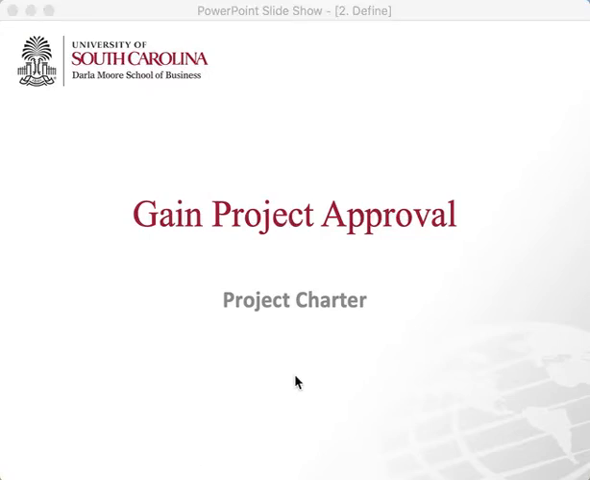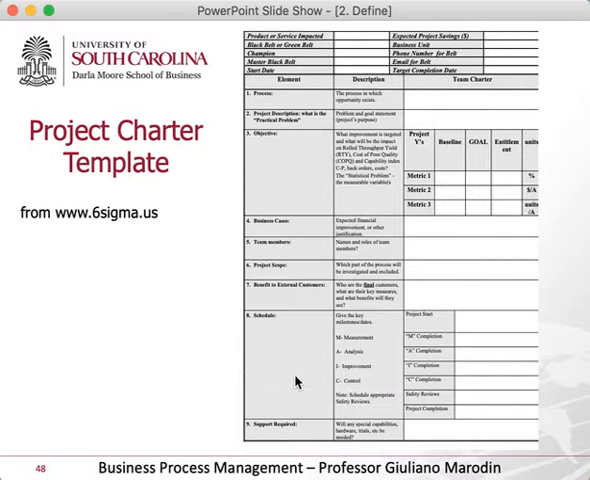We don't want to do something called jumping to conclusions, where you jump to something and it ends up not being the right thing, not being the root cause, and then you spend a lot of time doing something that was useless, right? And finally, gaining approval: just a template of a project charter, right?